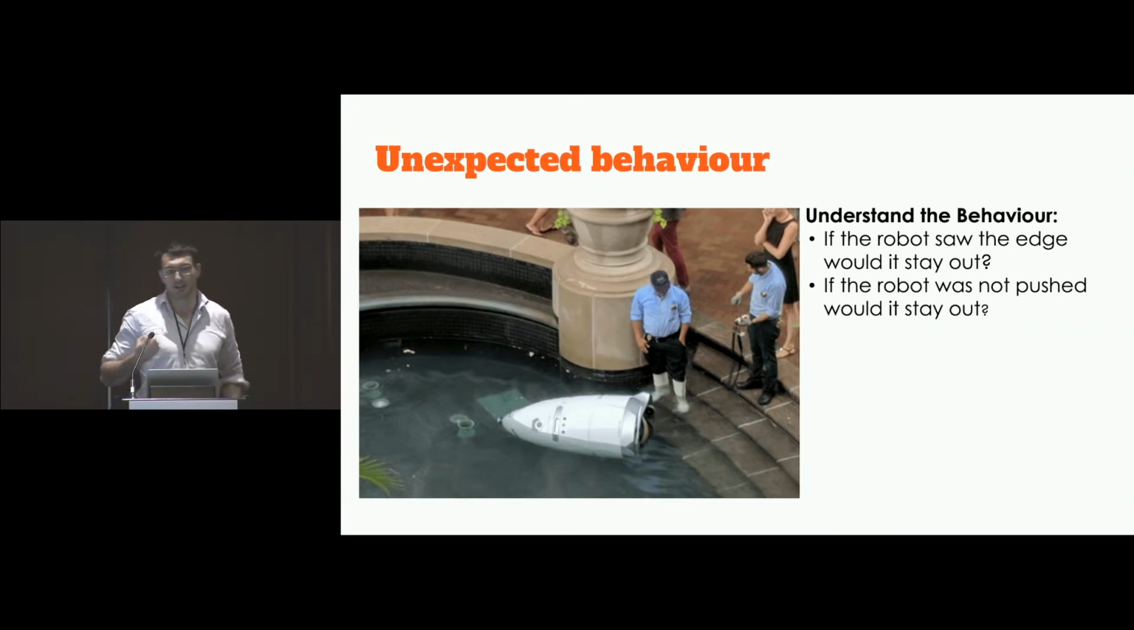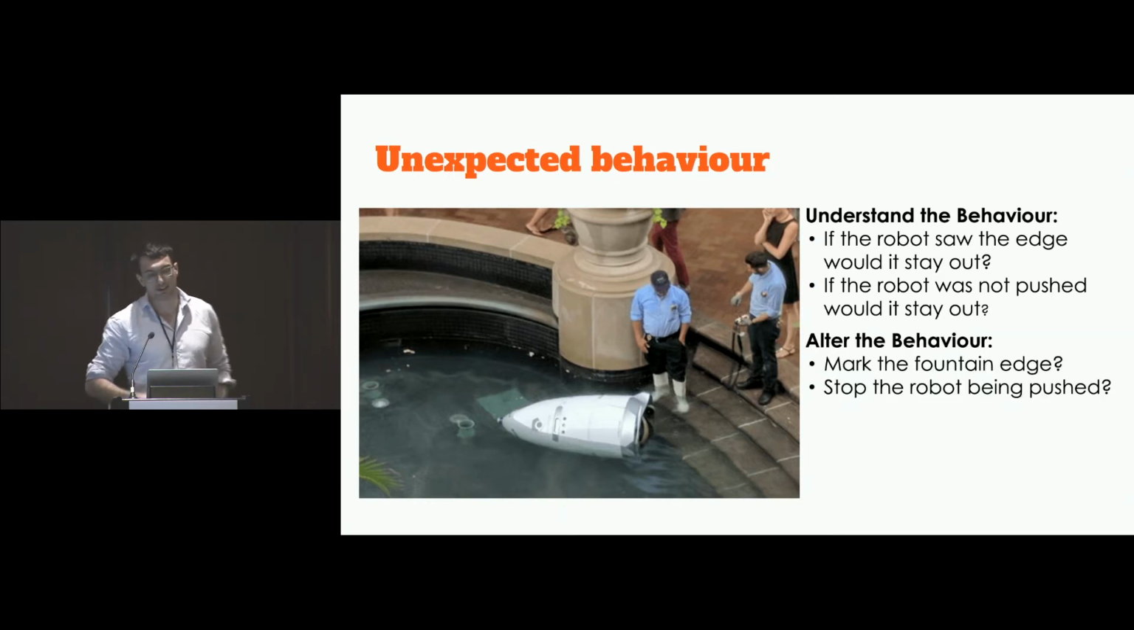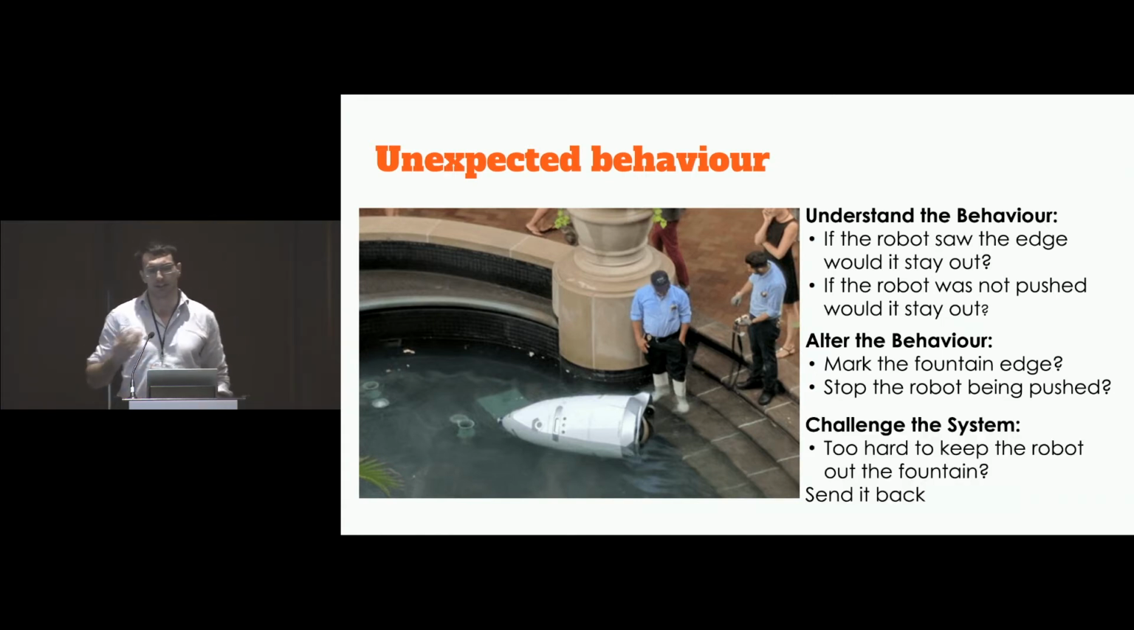So you can actually start ignoring what a robot does, and you can figure out what's going on. This gives you actionable behavior. You think, I can put tape down. I can mark the edge of the fountain. I can keep it out. I can hire a real security guard who will follow my fake robot around and stop people pushing them in the pond. And at the same time, you can challenge the system and say, I can't keep the robot out of the pond, this isn't good enough, this doesn't work in the way it should. I'll send it back.